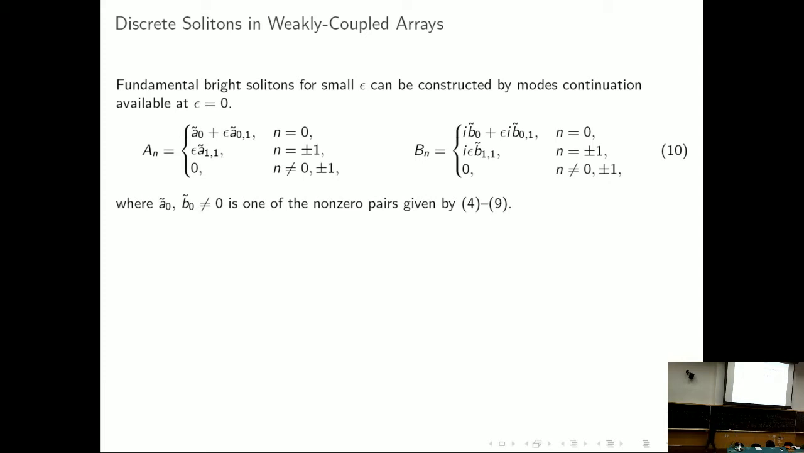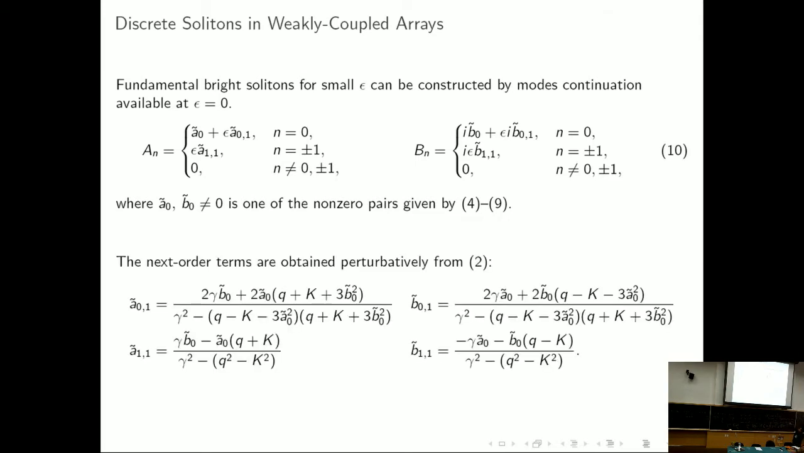So now when epsilon is small, we call it weak coupling, weakly coupled arrays. We take that ansatz and then we do again a similar perturbation. So the next term, up to the second order of gamma squared, is given by that expression.